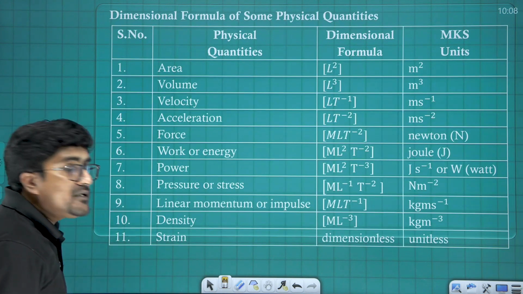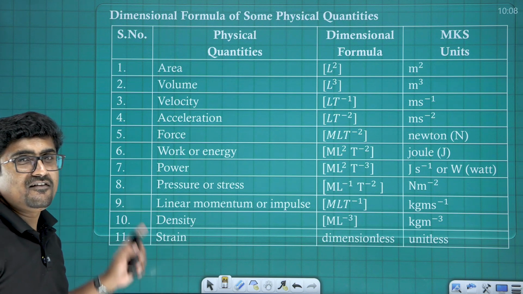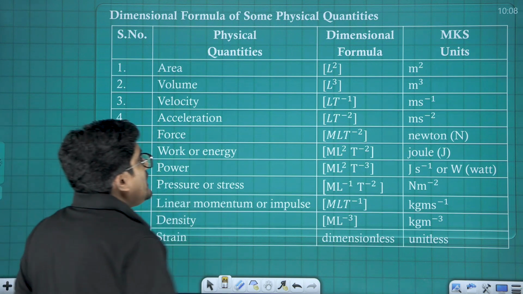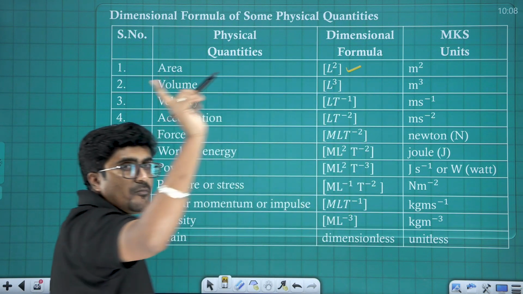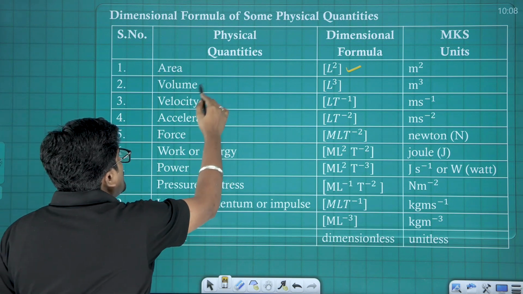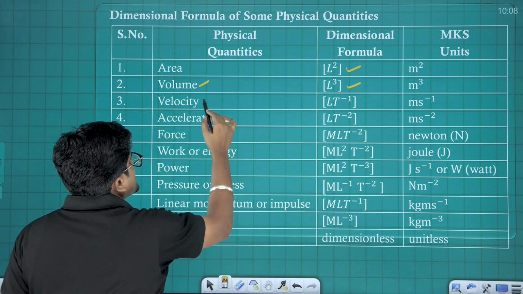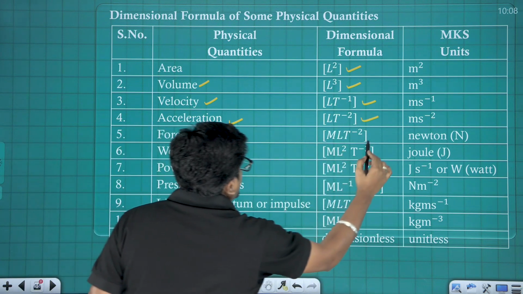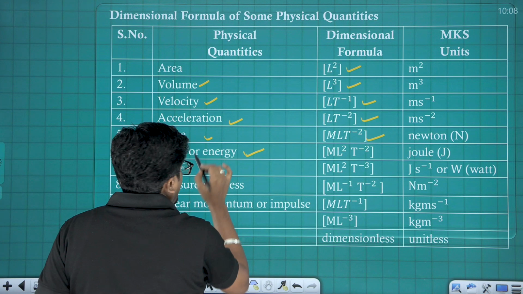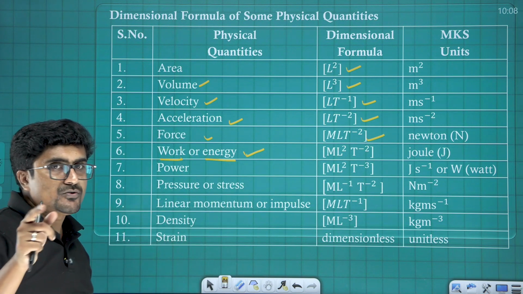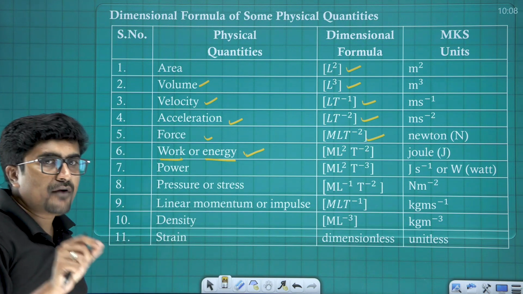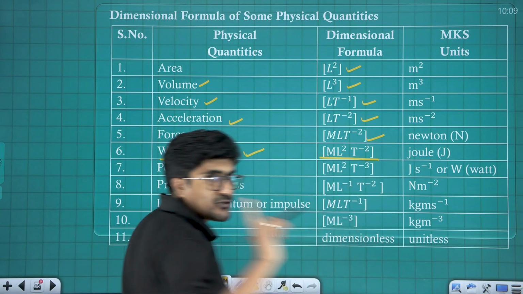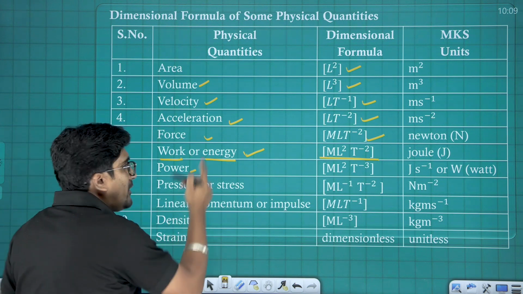Here I have a list of 11 derived physical quantities. Starting with the first, that is area. The dimensional formula for area is L square. Next is volume, that is L cube. Next is velocity, LT raised to minus 1. Acceleration, LT raised to minus 2. Force, MLT raised to minus 2. Work or energy: in the previous slide I also told you, work as well as energy both have the same unit, so the dimension will also be the same. It is going to be ML square T raised to minus 2. Next is power. Power is work upon time.